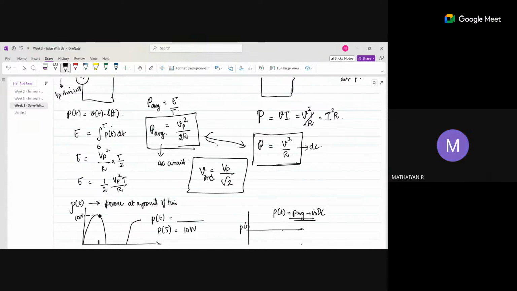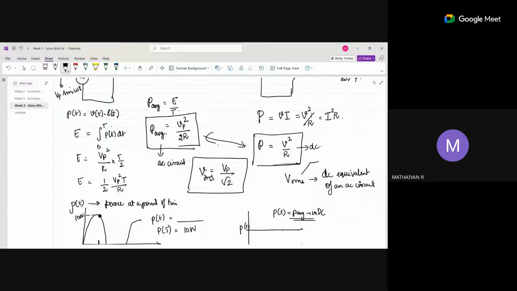This we will take as VRMS. So what is VRMS? Root mean square. VRMS is Vp by root 2. It is like finding a DC equivalent of an AC circuit. That we call the root mean square, or VRMS, value.